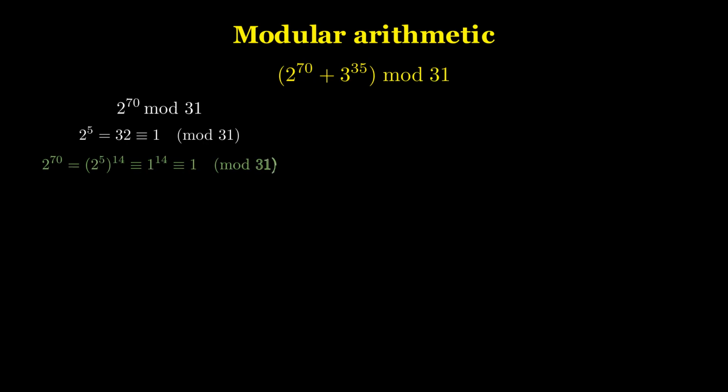Therefore 2 to the 70 equals 2 to the 5 to the 14th power, which is congruent to 1 to the 14th. And that equals 1 modulo 31.